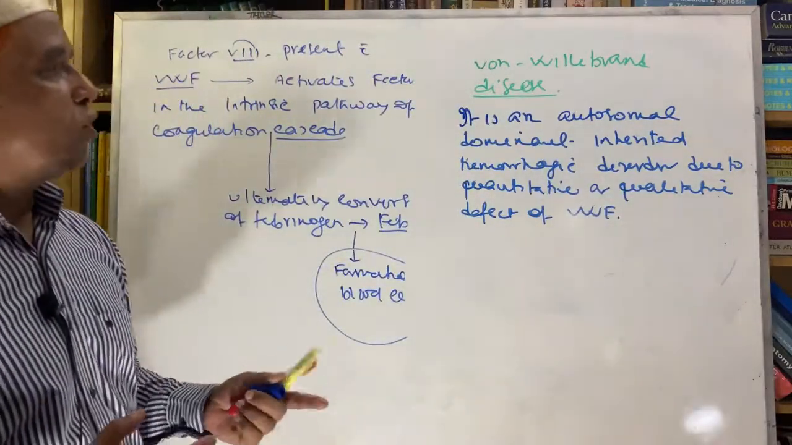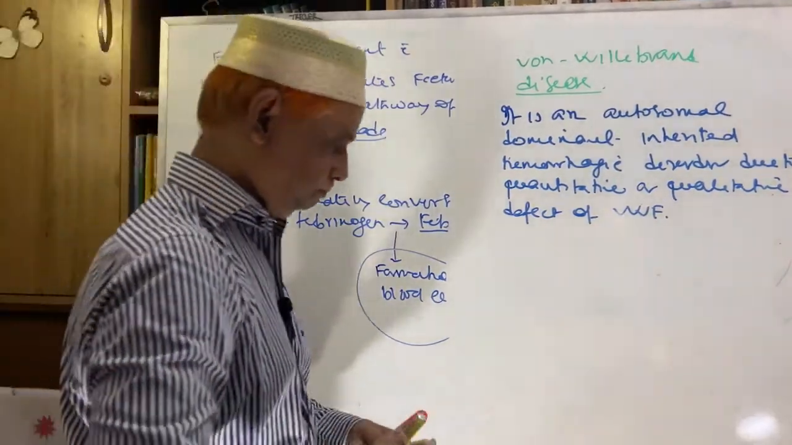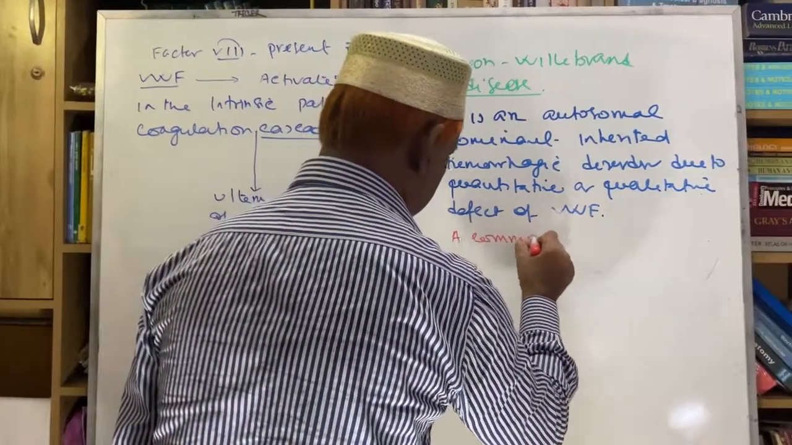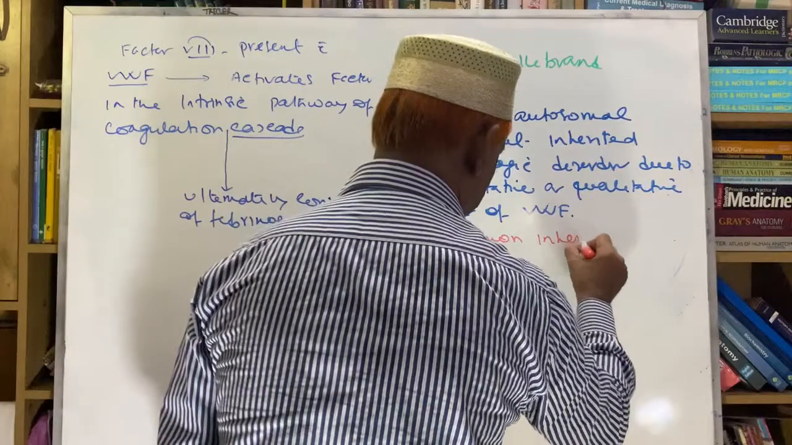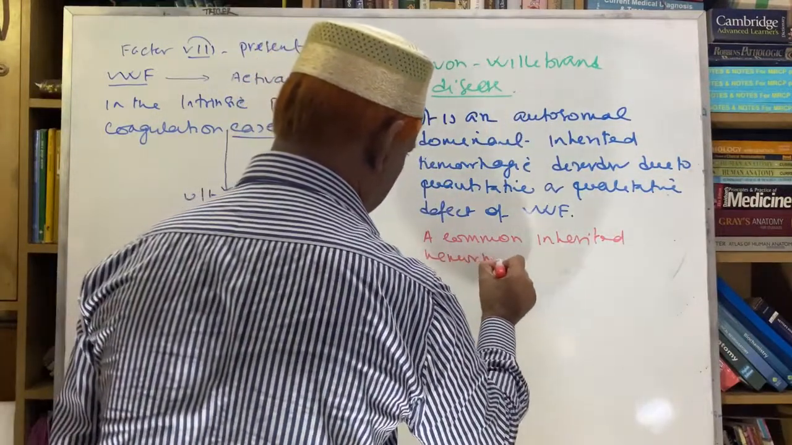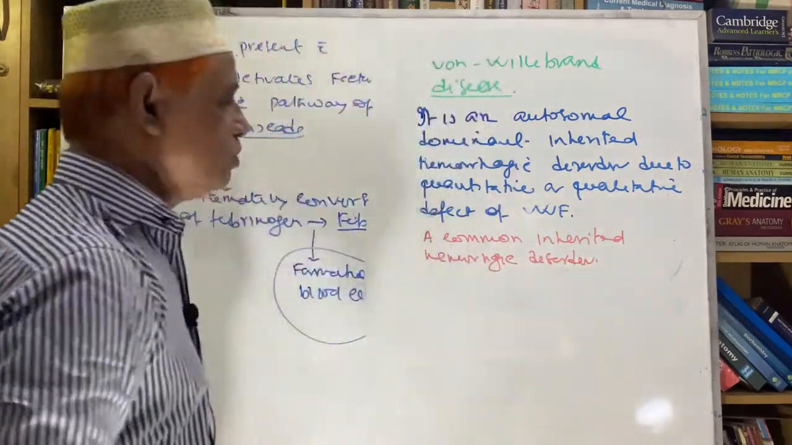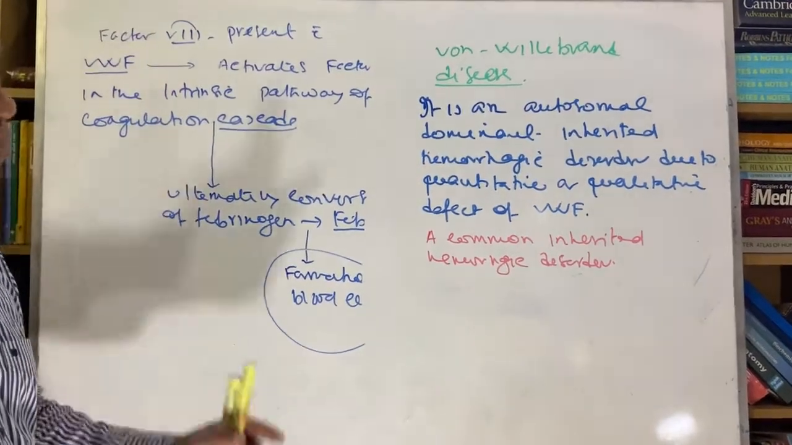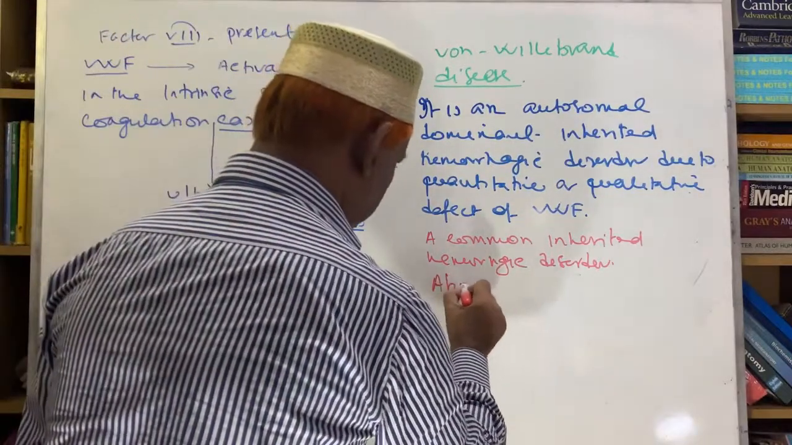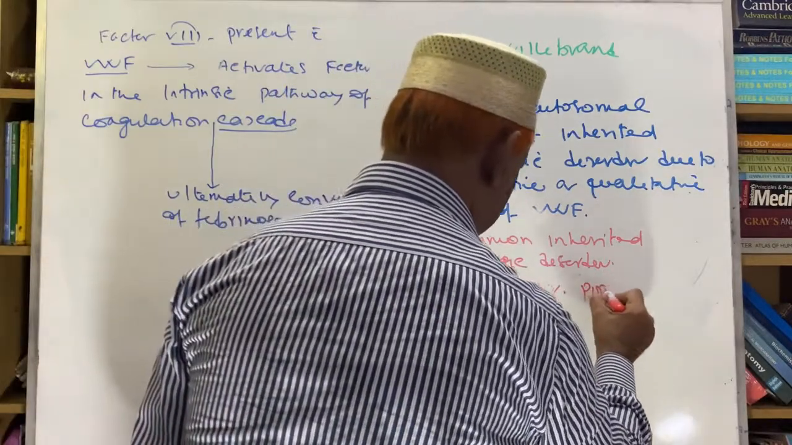It is a common inherited hemorrhagic disorder. About 1% of the population is affected.